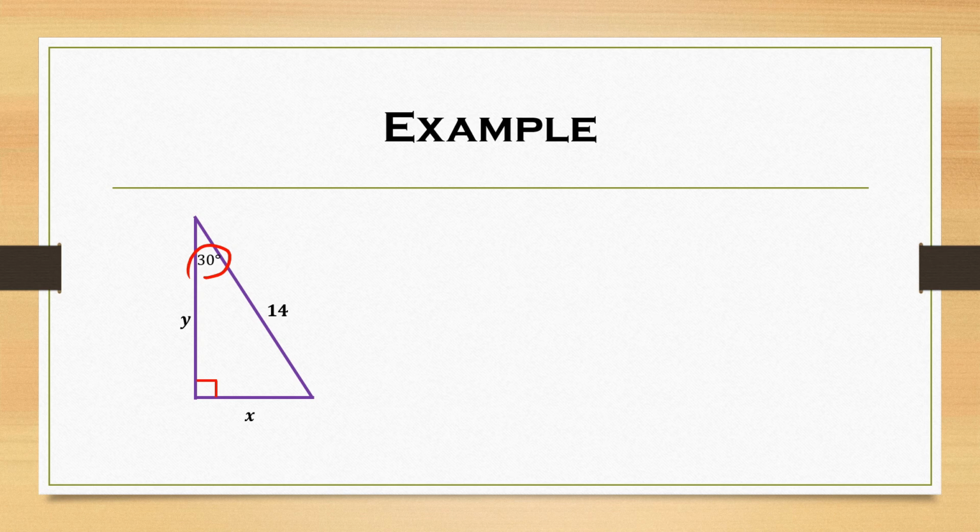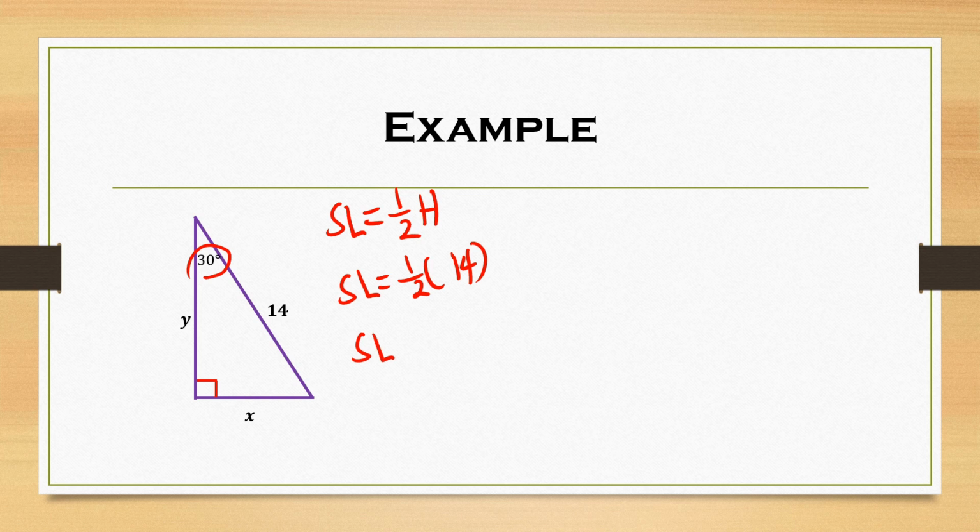So, based sa ating formula pattern kanina, shorter leg is equal to 1/2 of the hypotenuse. Since na ang ating hypotenuse ay 14, so shorter leg is equal to 1/2 ng 14. So, ano ba yung kalahati ni 14? Okay? So, shorter leg is equal to 7. Okay, madali lang, hindi ba? Okay, next. Let's find out the longer leg o yung ating variable y.